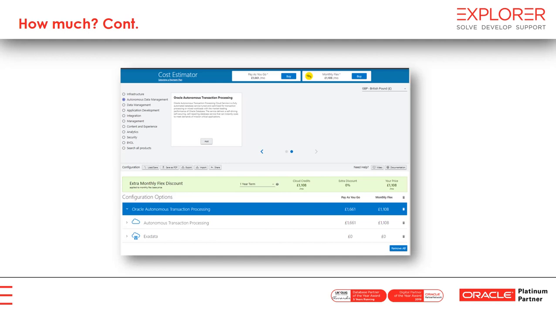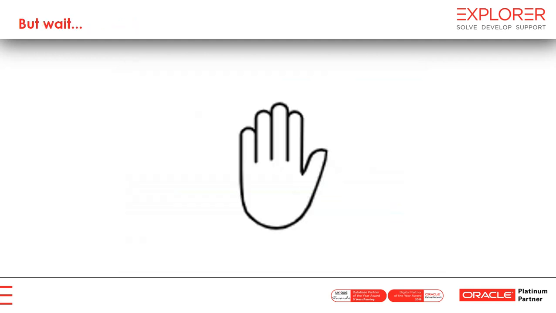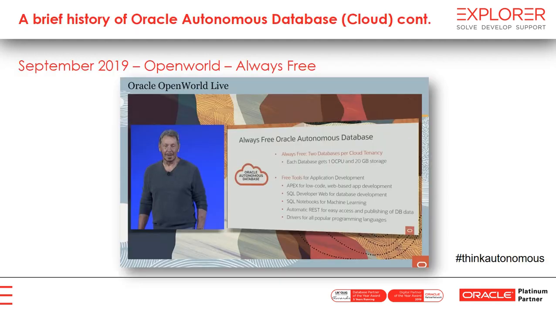In the example on the screen, I spec'd up the cheapest ATP instance, and as you can see, £1,100 per month. Probably okay if you're a medium to large business, but if you are a student, lone developer, or small company, it might be a little bit too much. But wait, back to the history.